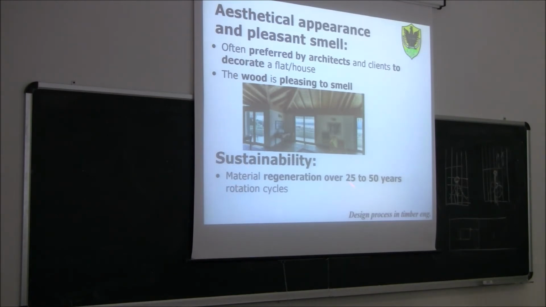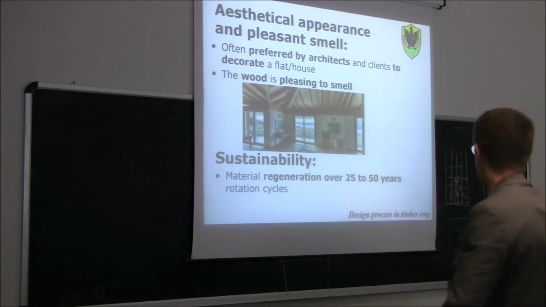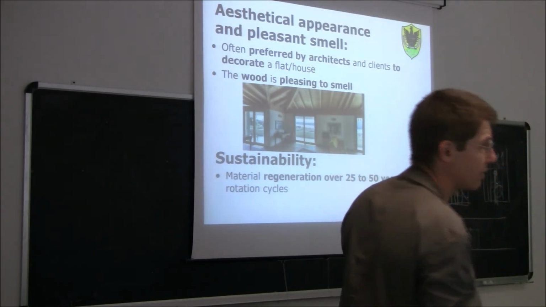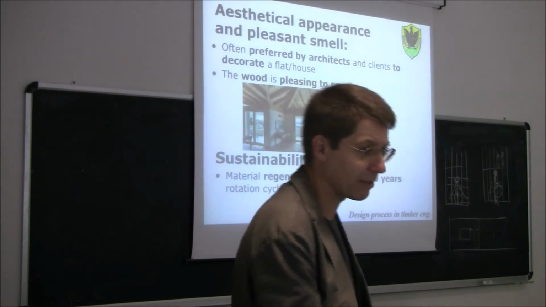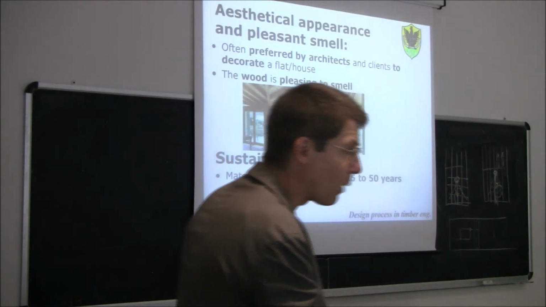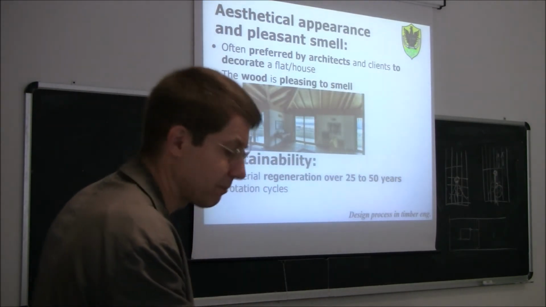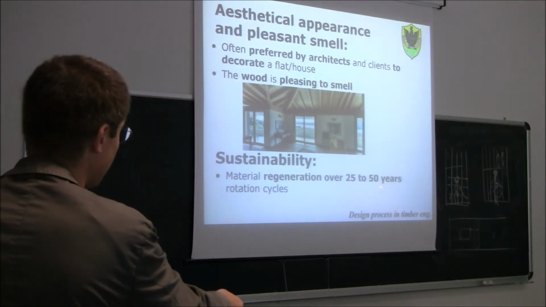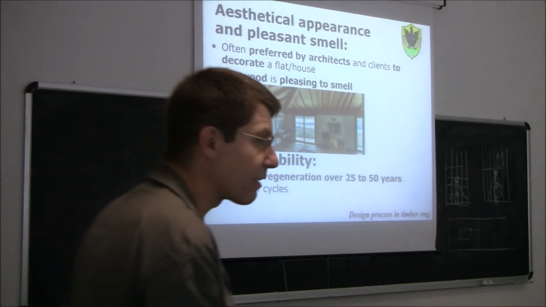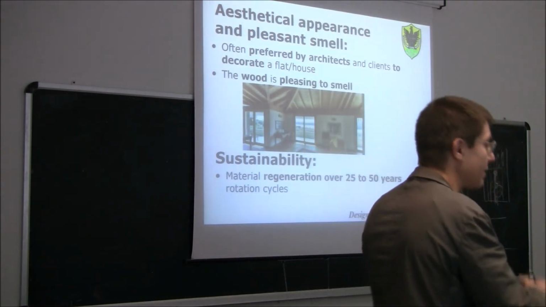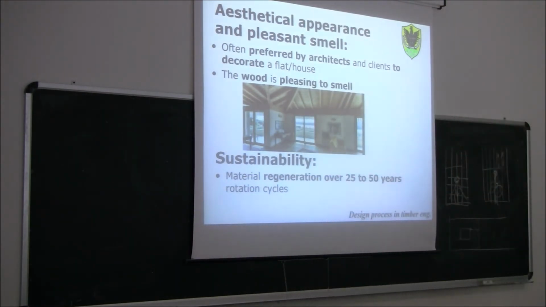First advantage, first reason why we may regard wood as a sustainable material is material regeneration over rotation cycles of 25 to 50 years. What does it mean? It means that from when I plant the tree to when the tree is ready for harvesting, it takes between 25 to 50 years. So we can regenerate the wood over, let's say, 25 to 50 years. If you think about other materials like oil or coal, this rotation cycle takes much longer, it takes millions of years.